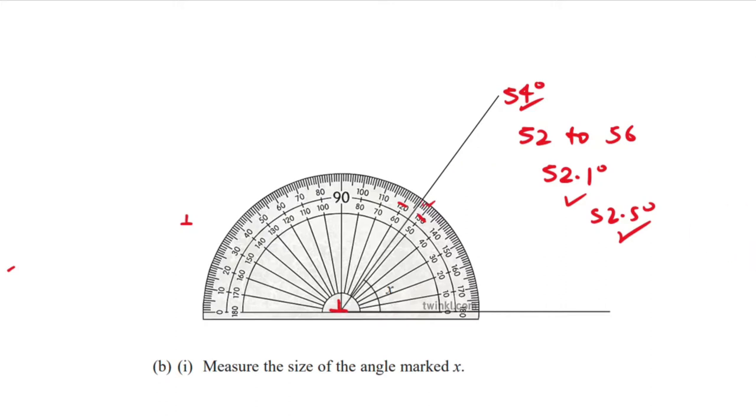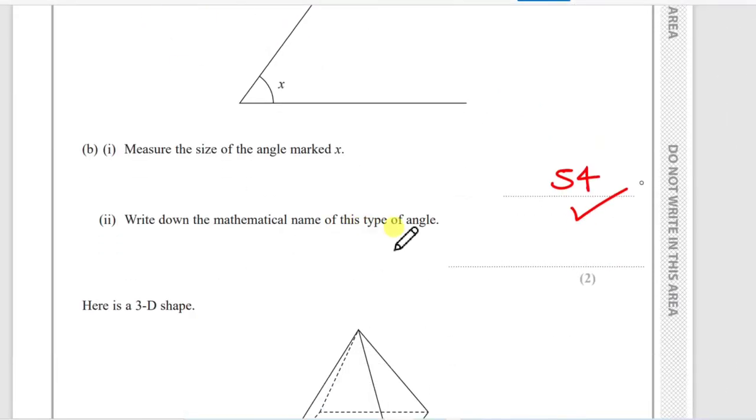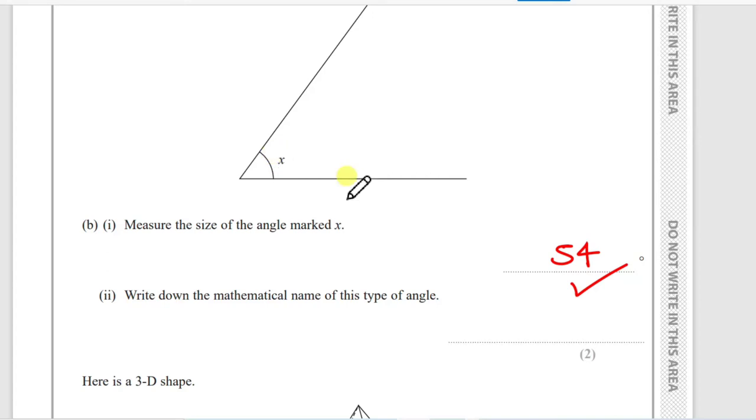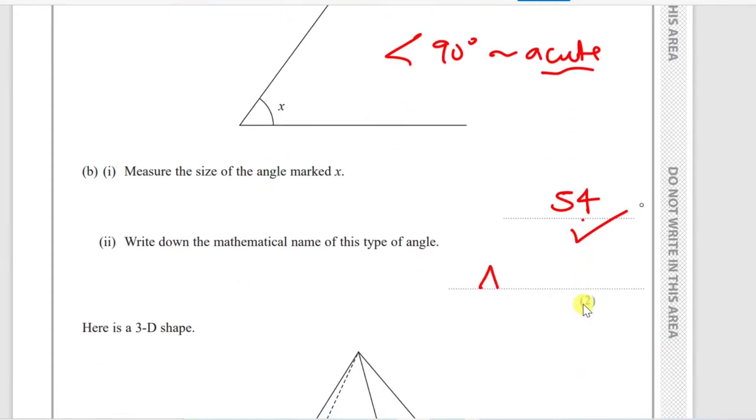Let's move on to the next part of B. Now, write down the mathematical name of this type of angle. Well, because this angle is less than 90 degrees, think of it as a small, acute angle. Yeah, this means acute. And that's all you really need to know for this one. So the angle name is an acute angle.